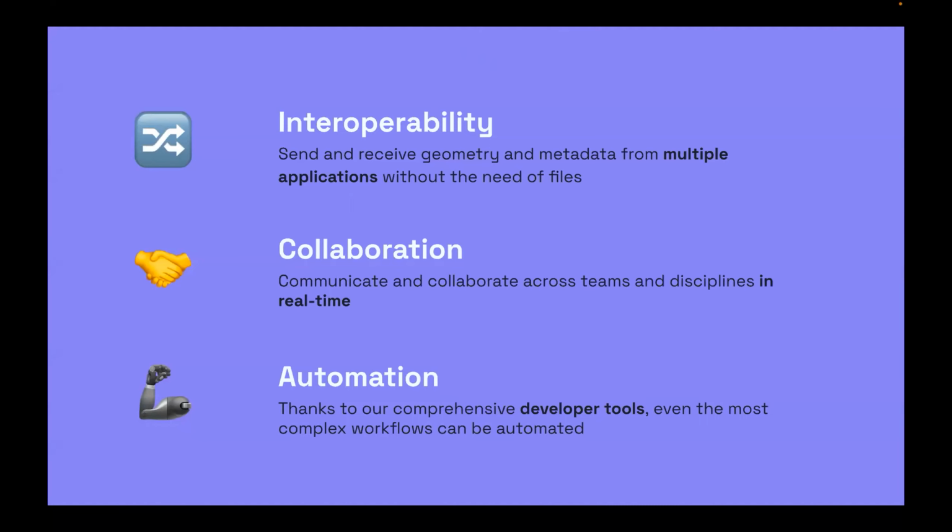Speckle as a product is basically an interoperability platform, which basically means that you can send and receive geometry and metadata from multiple applications without the need of files. It's all based on a server running on some cloud infrastructure or machine in your office. It's also a collaboration platform that allows you to give granulated access to different users for different sets of data. So some people may be able to only read a specific set of data, but others will be able to modify it. So you have that type of control to collaborate.